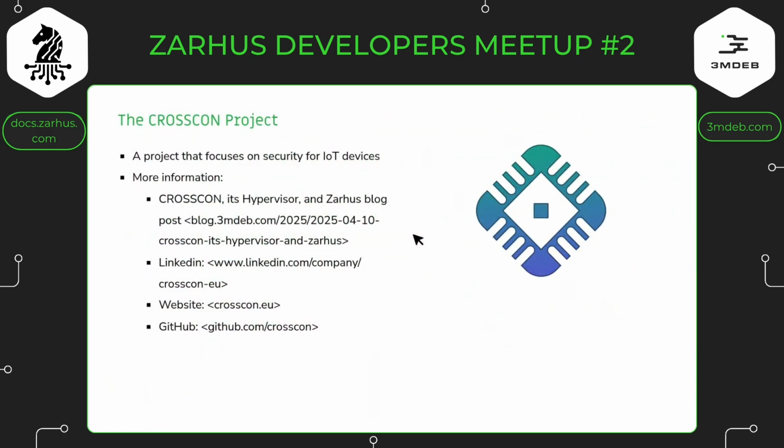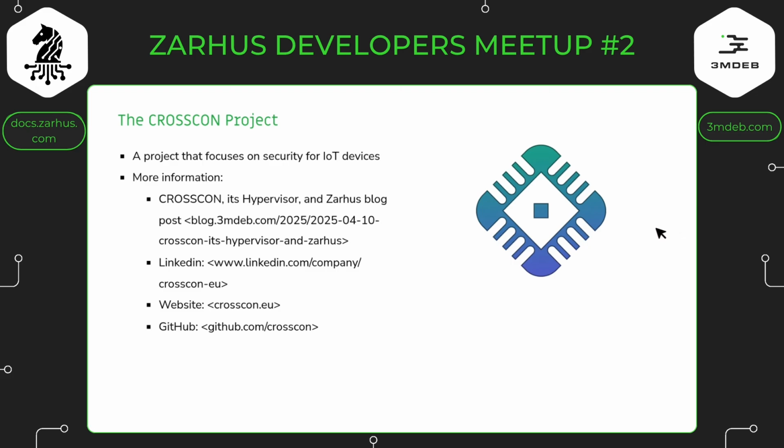What is the CROSSCON project? The CROSSCON project focuses on security for IoT devices, providing components that increase the security of IoT devices, especially the CROSSCON hypervisor we'll be talking about today, and for example, multi-factor authentication. The CROSSCON project also provides real-world use cases that demonstrate the improvements delivered by the components.